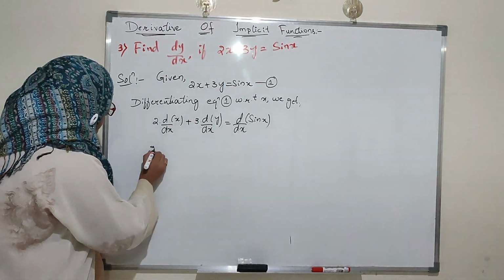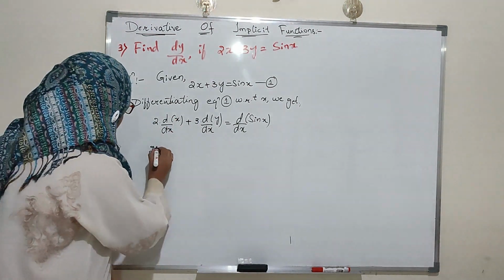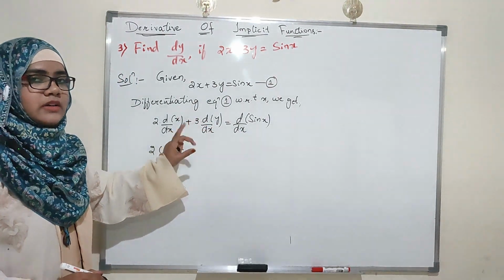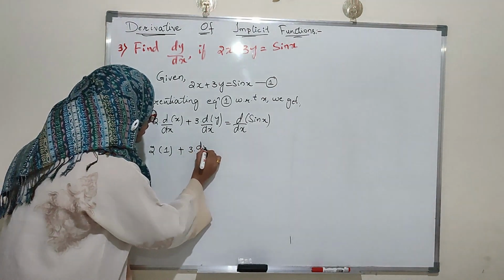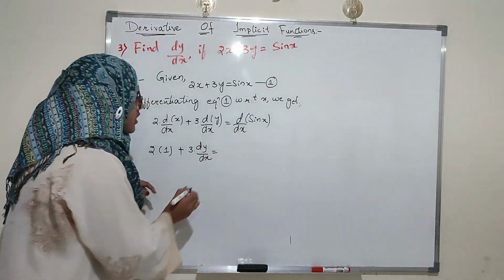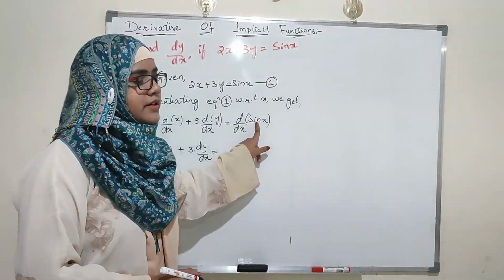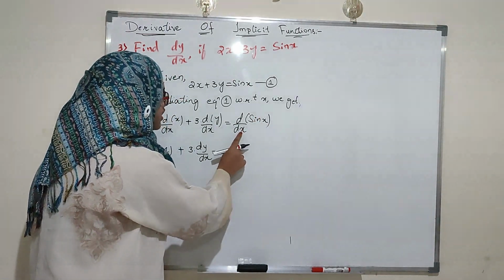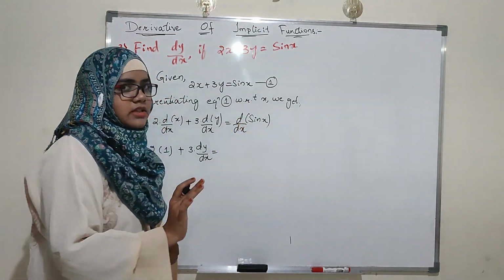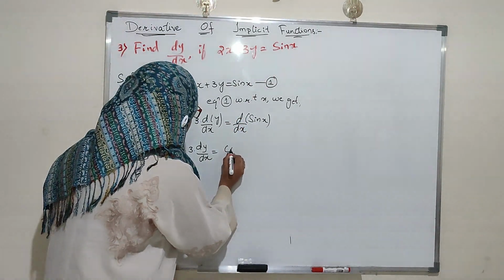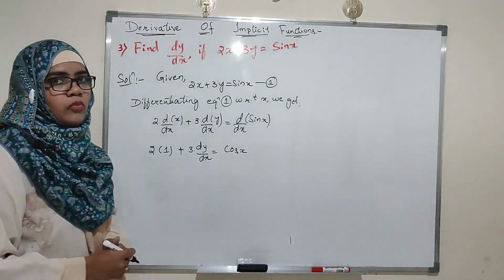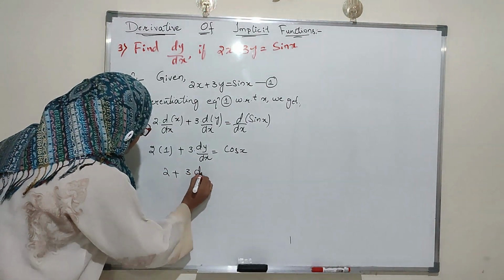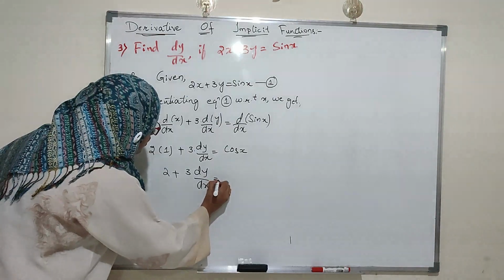Okay. Now 2 into differentiation of x with respect to x is 1, plus differentiation of y with respect to x, we got dy by dx. 3 into dy by dx is equal to differentiation of sin x. Sin is the trigonometric ratio, sin x differentiation is cos x. Here we are having the angle x, we are differentiating this with respect to x. That's why just write simply sin x differentiation is cos x. Okay. Now 2 into 1 is 2 plus 3 dy by dx is equal to cos x.